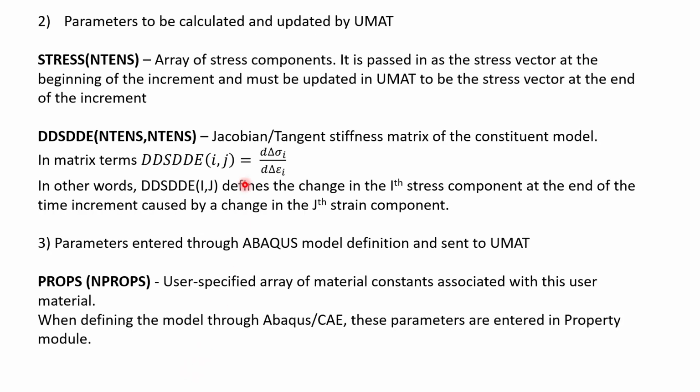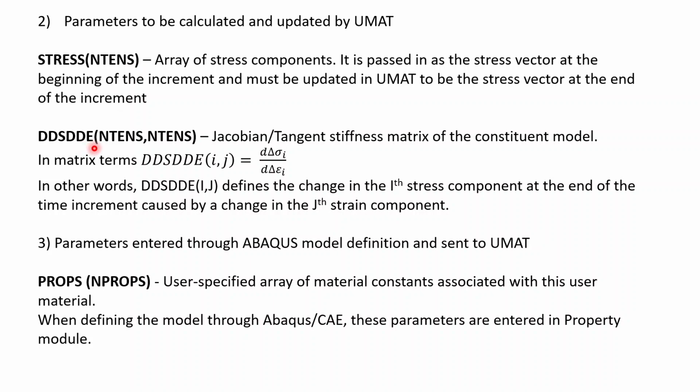The second type of variables is the parameters to be calculated and updated by UMAT. So we have mainly two types of variables here. One is the stress variable, which is nothing but the array of stress components. ABAQUS passes in the stress vector at the beginning of the increment. We have to update the stress value based on the material behavior and then pass it back at the end of the increment. NTENS means the size of the stress array, which depends on your application. If you have a 3D case, then you have 6 components of stress.